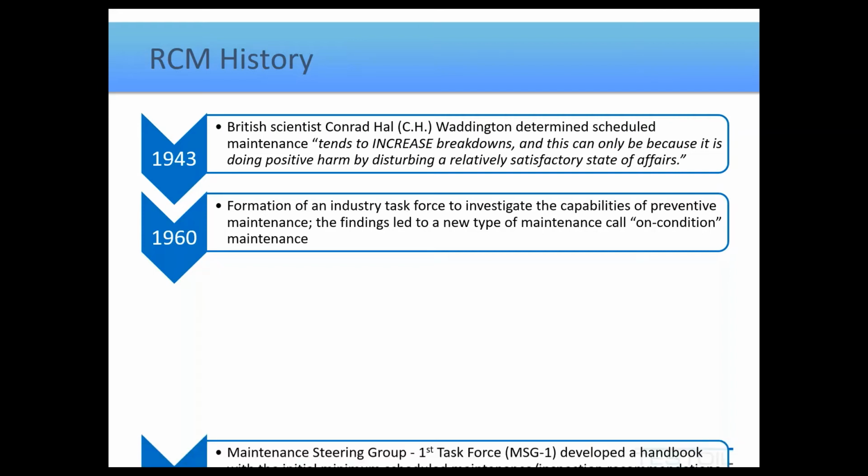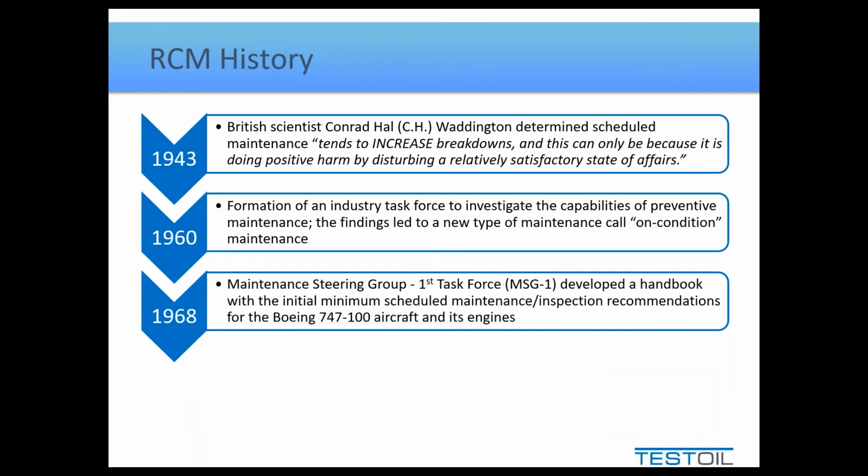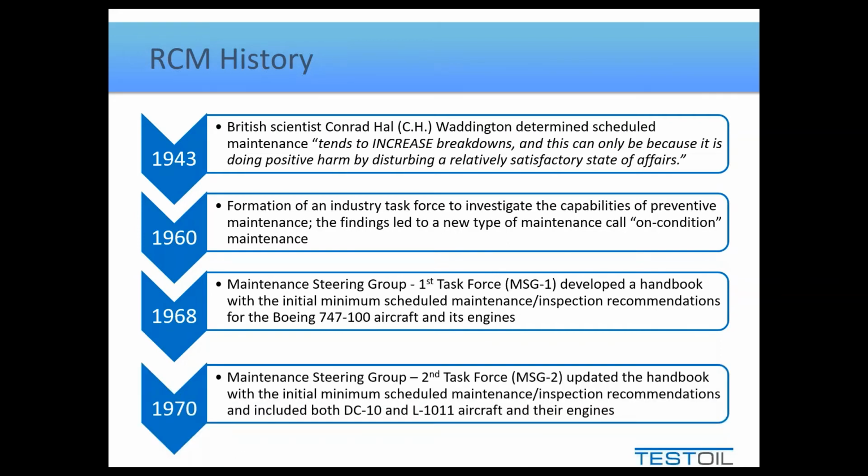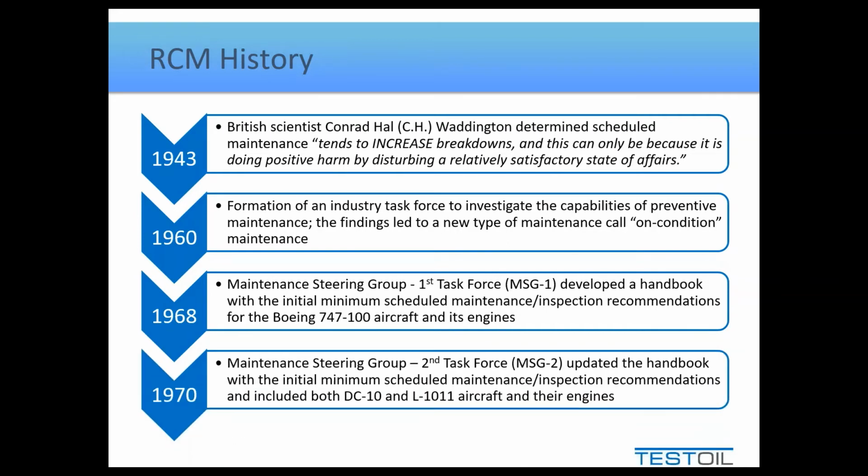And what that spawned was a maintenance steering group that created this landmark document for how to maintain a 747 aircraft, which a couple of years later, they formed a second one, and it wrote documents up for the DC-10 and the L-1011, which were also very popular civilian aircraft at the time. And before we get too far into the timeline, let me show you examples from these documents.